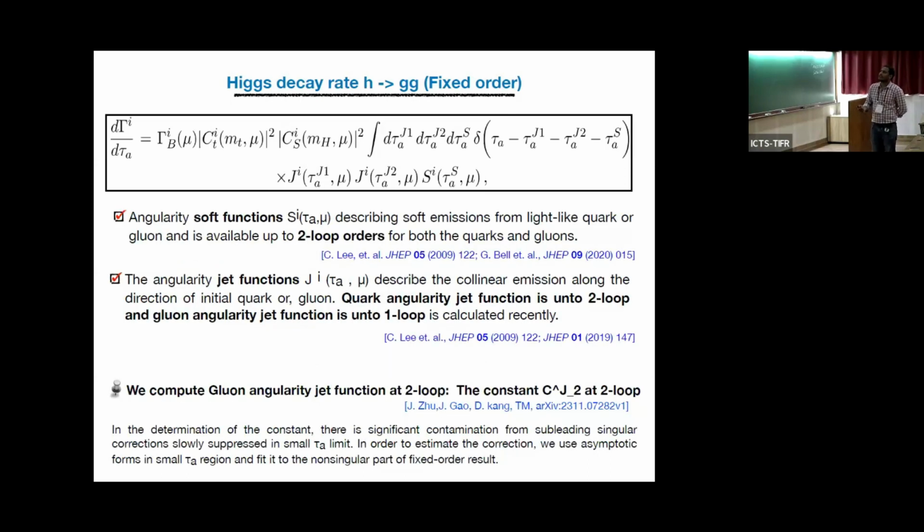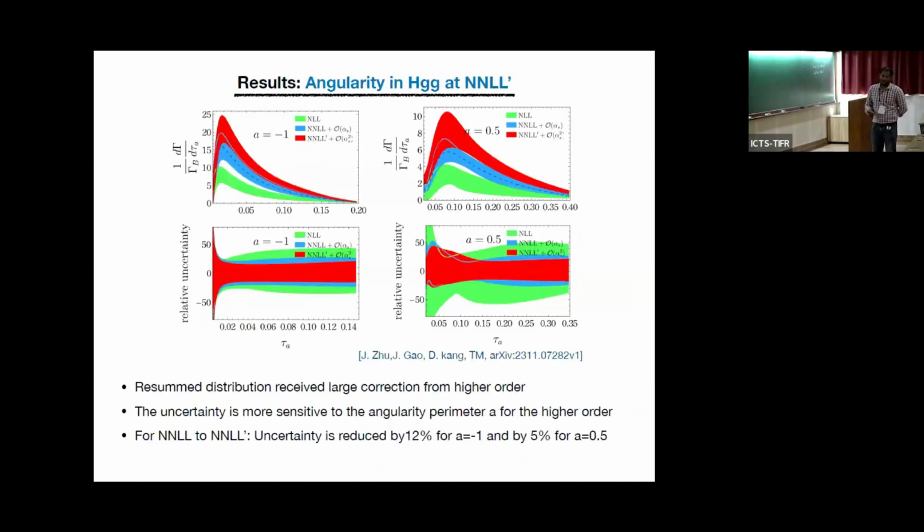In the case of the collinear and soft part, the angularity soft function is calculated up to 2 loop already by these guys, and jet functions for quark are 2 loop, and for gluon 1 loop. So our aim was to calculate the angularity jet function at 2 loop. Okay, so here is the result.